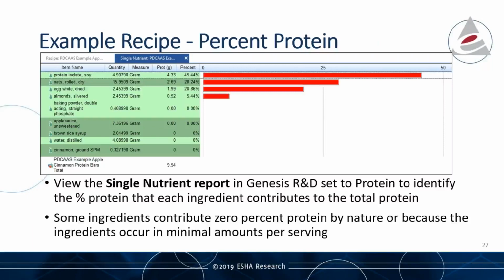Next, I look at the single nutrient report set to protein, and notice how the ingredients are listed in descending order by percent and that they contribute to the total protein. The values are listed per serving here, and we have a total of 9.54 grams of protein per serving for this product. We can also see that several ingredients contribute 0 protein per serving, and this may be due to the fact that the ingredients don't contain any protein, or they might be occurring in such minimal amounts in the recipe that it doesn't work out per serving that they contribute any protein.